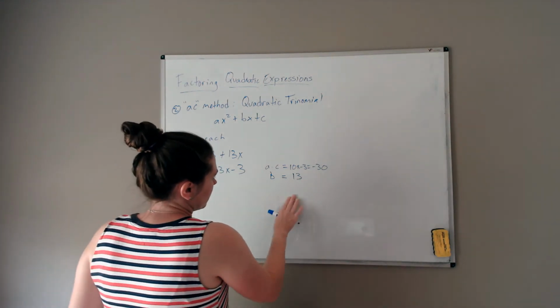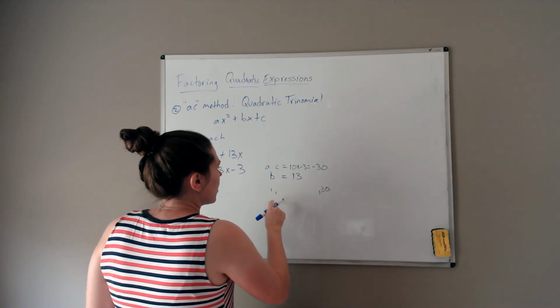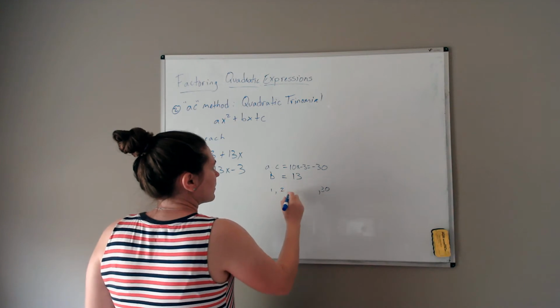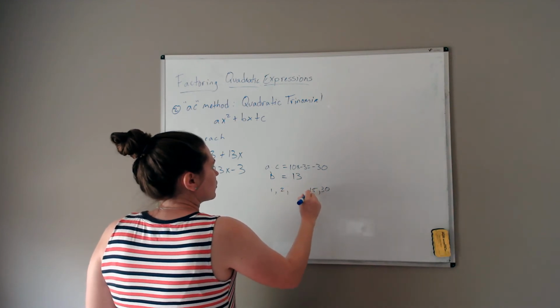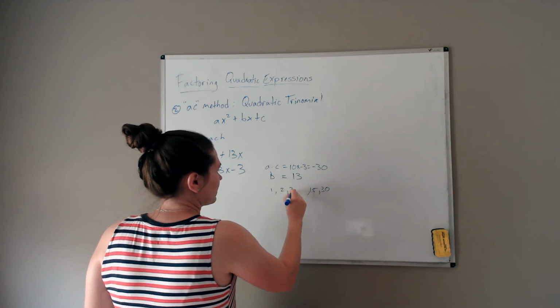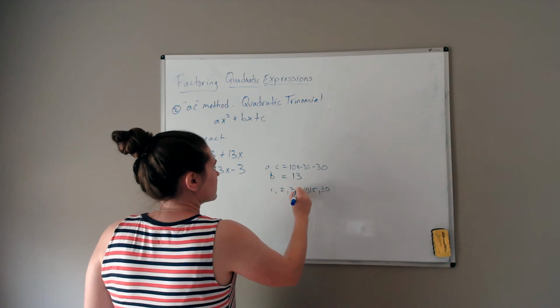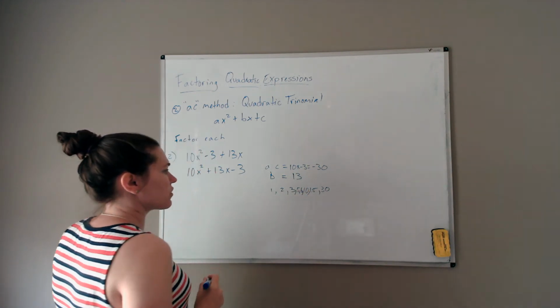So we could go through and just do guess and check, or we can just quickly write down all of our possibilities. 1 and 30, 2 and 15. After 2, 3 doesn't work. I'm sorry, 3 is a factor. So 10 is a factor. 4 isn't. 5 is. 6 is. So we can't have any more factors.